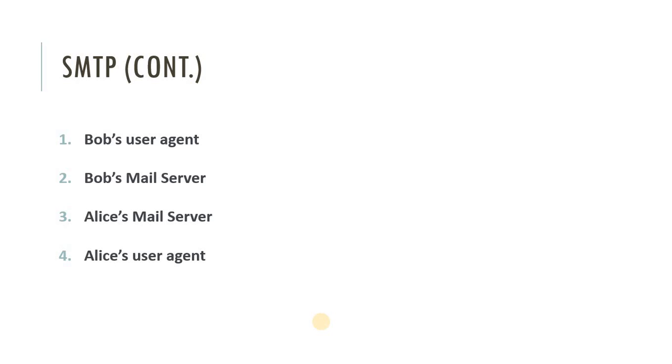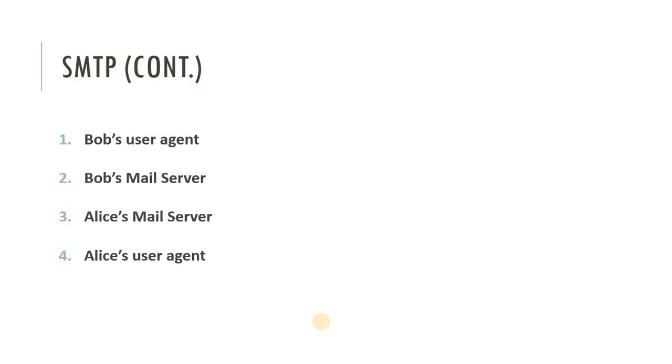Third is Alice's mail server. It is similar to Bob's mail server, but it is a Yahoo machine instead of a Gmail machine because, as I mentioned earlier, Alice has a Yahoo account. And the fourth is Alice's user agent.